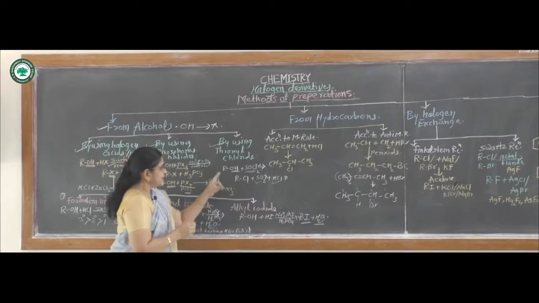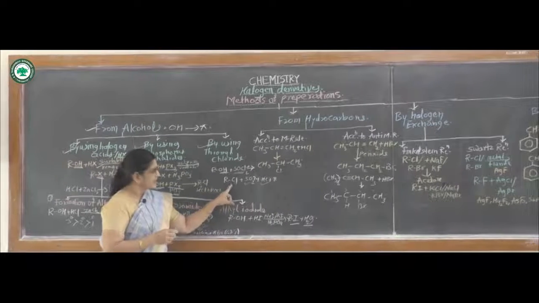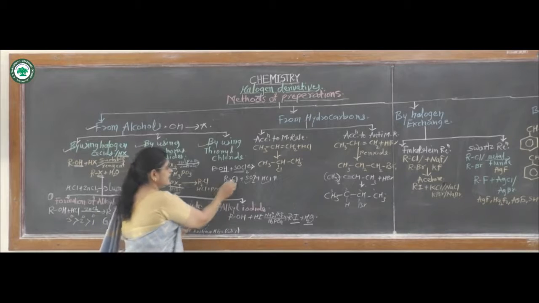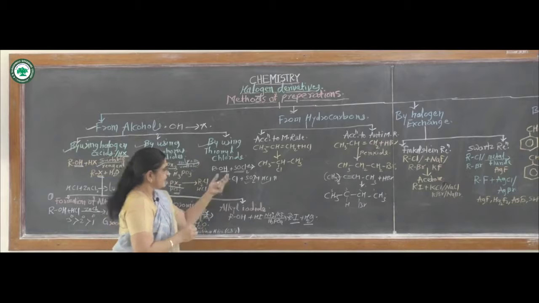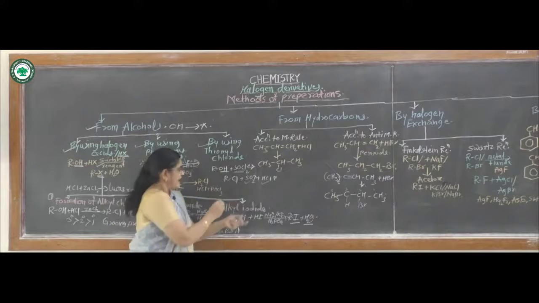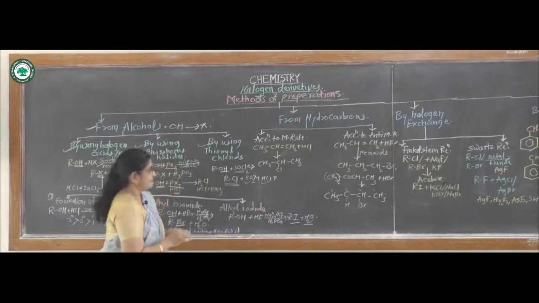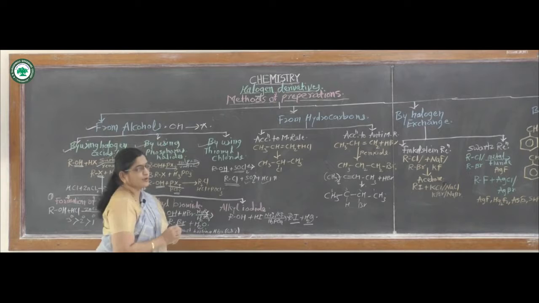Hence this method is preferred for the preparation of alkyl chloride, or it is the best method for preparation of alkyl chloride, because these byproducts are in gaseous state, they evaporate or escape and we get only one product, that is alkyl chloride. Then this first method, that is from alcohol, is completed.